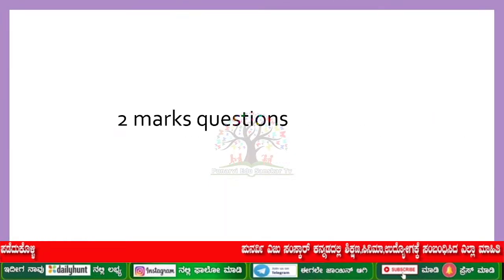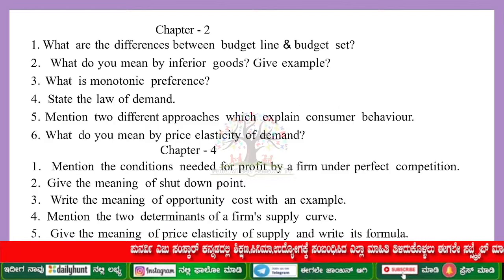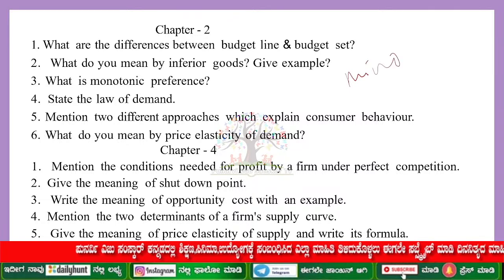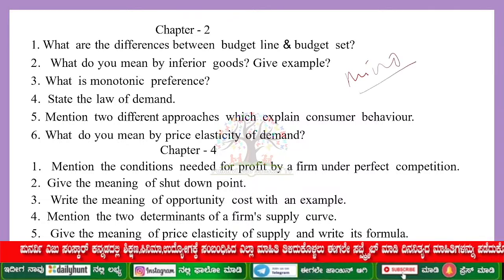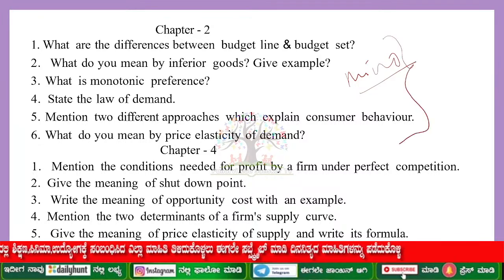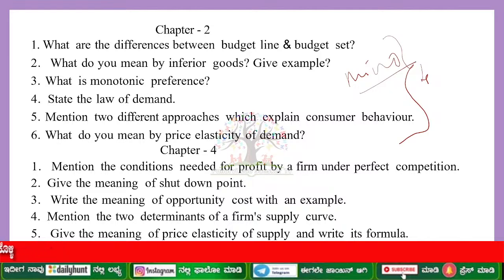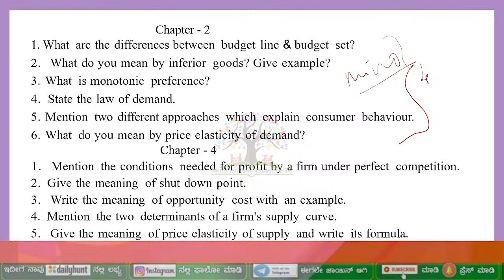Yes, students, now let us discuss 2 marks questions. Very important 2-mark questions. From microeconomics, if you consider the second chapter, there are 6 questions here. You can see these 6 questions are very, very important, most expected questions. According to the blueprint, there may be 4 questions from this chapter. Please do prepare this one properly.